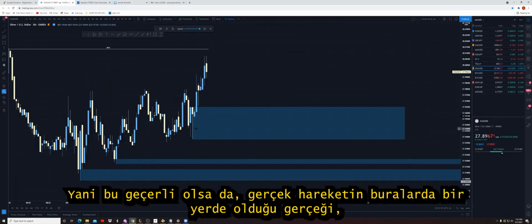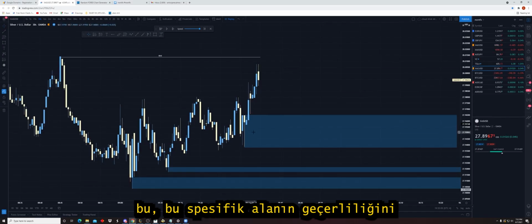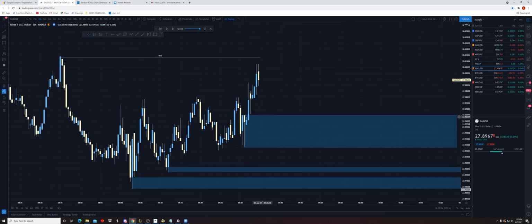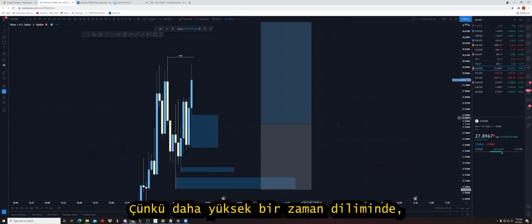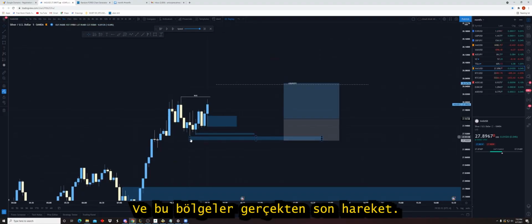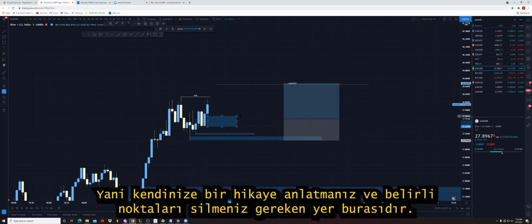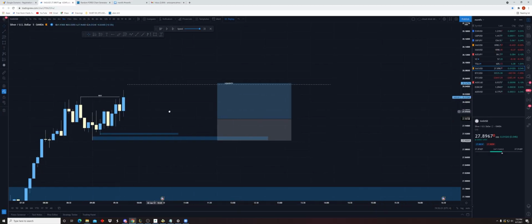So even though this one's valid, the fact that the real move was somewhere in here makes the validity of this specific area less likely, right? Because on a higher time frame, you have to recognize that it's pretty much all the way inside of here. And these zones are really the last move. So this is where we'd be looking, right? So this is how you have to tell yourself a story and delete certain points, right? So here we get the move above, right? There we go. Okay, great.